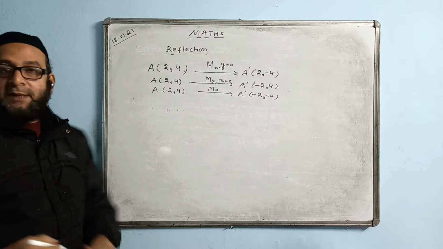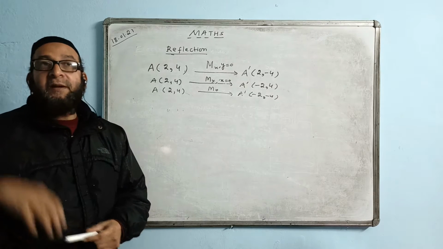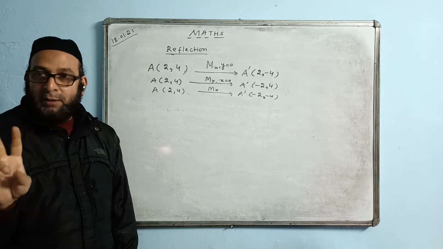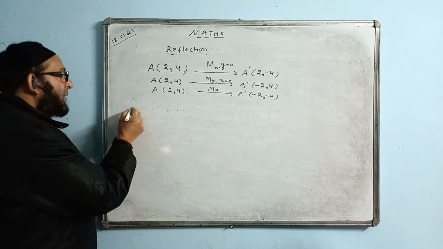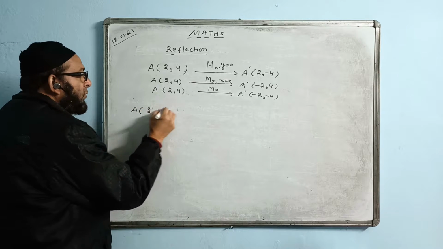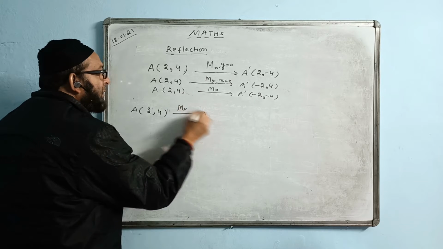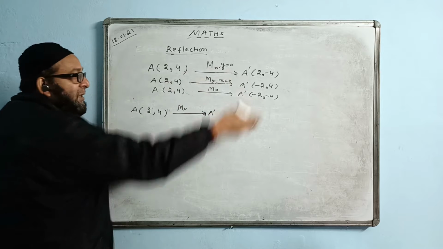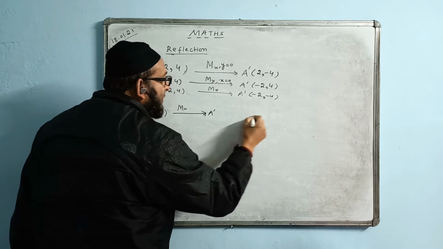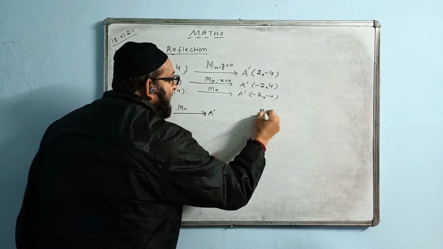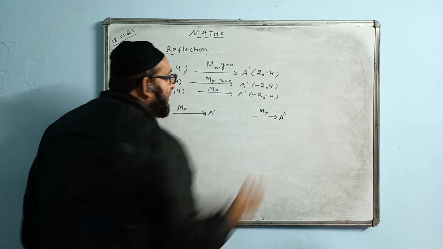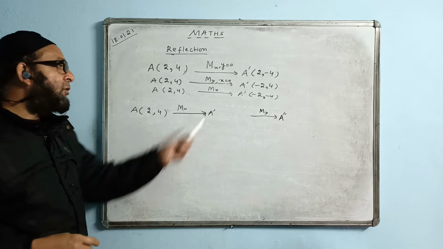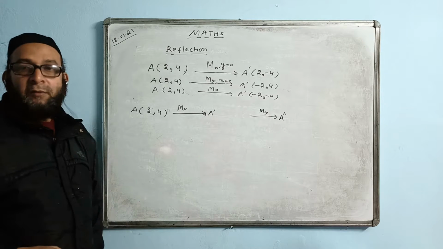Sometimes we do successive reflections. That means first we reflect in the x-axis, after that the question may say reflect in the y-axis or reflect in the origin. That is two reflections. One example: suppose A is (2, 4), first reflected in the origin to become A dash, and then this point is reflected in the y-axis, and now the coordinate becomes A double dash. Write down the coordinates of A dash and A double dash.